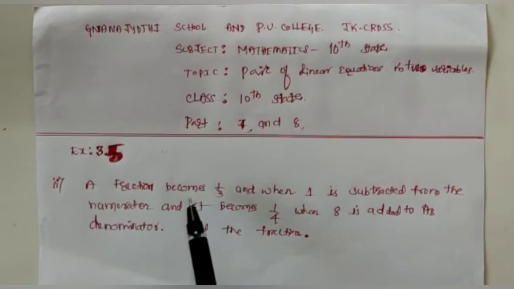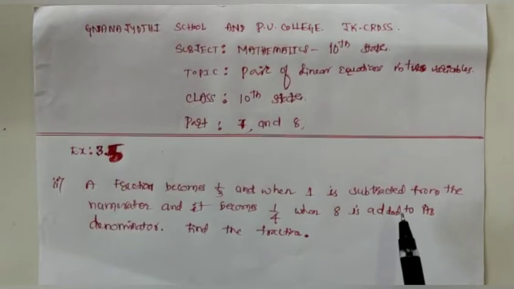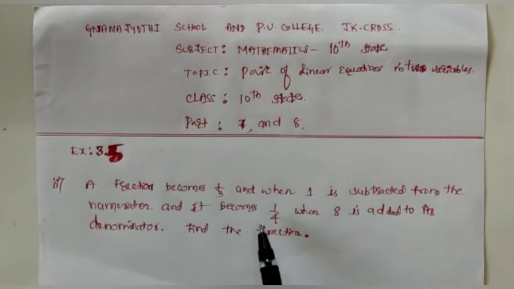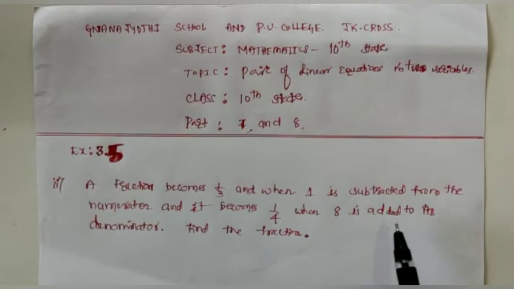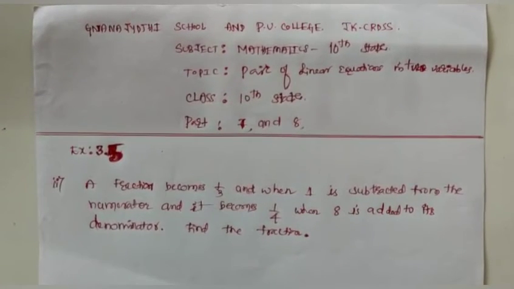I'll repeat the question. A fraction becomes 1 by 3 when 1 is subtracted from the numerator, and it becomes 1 by 4 when 8 is added to its denominator. Find the fraction. What do we mean by a fraction? A fraction consists of two terms: one is the numerator, another is the denominator. Here, let the numerator be x and the denominator be y.